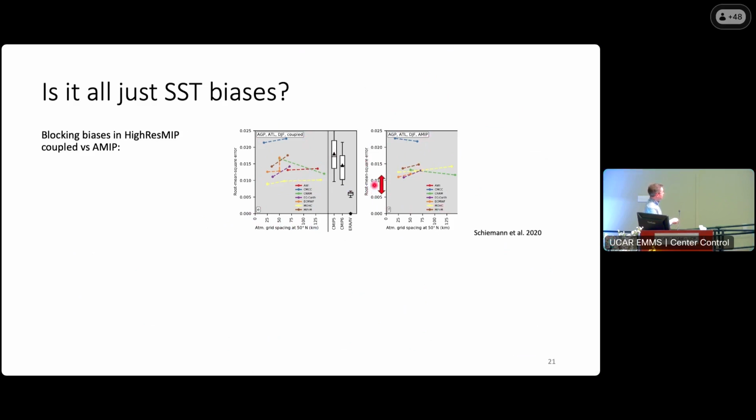There are still biases, and that's shown by this red arrow, you want to be down here. So there are still biases even in the AMIP models where you prescribe the observed SSTs. So no, eliminating SST biases doesn't fully get there.